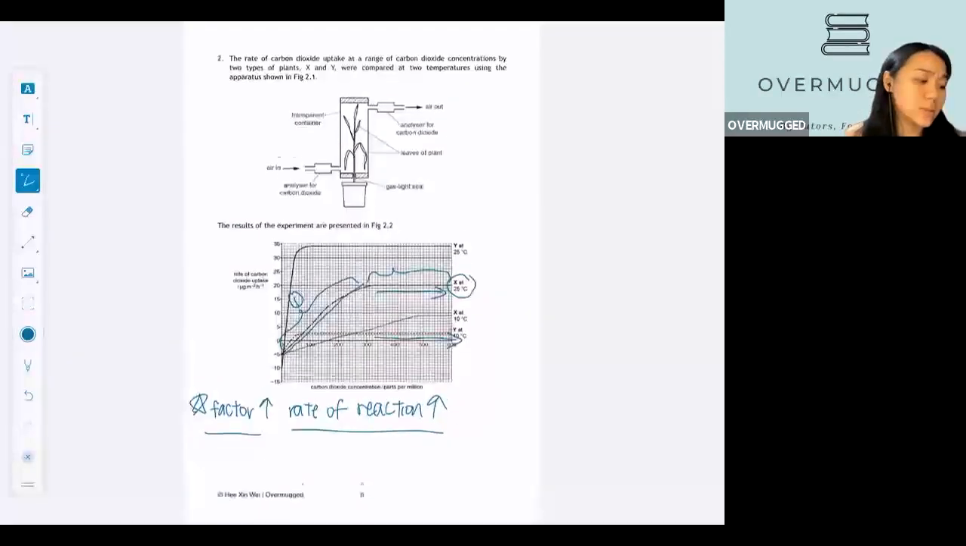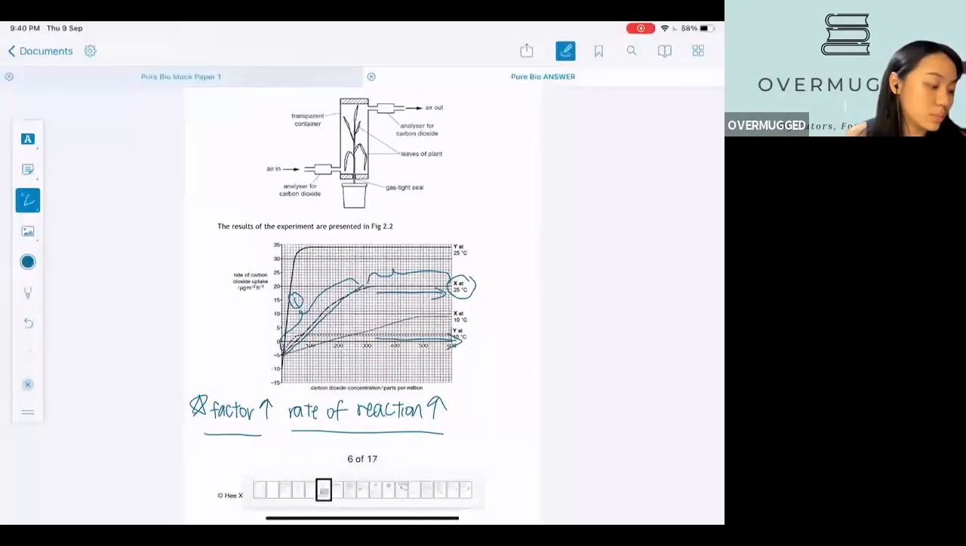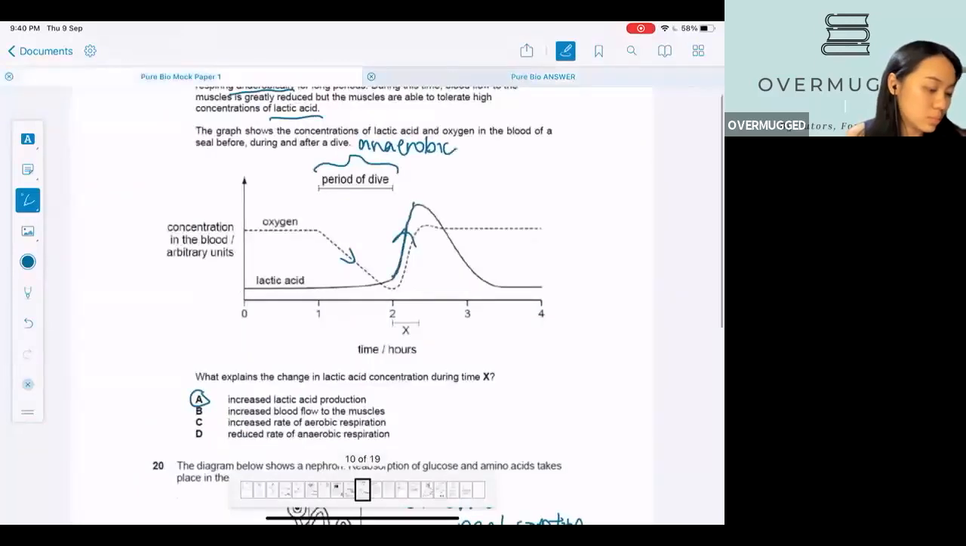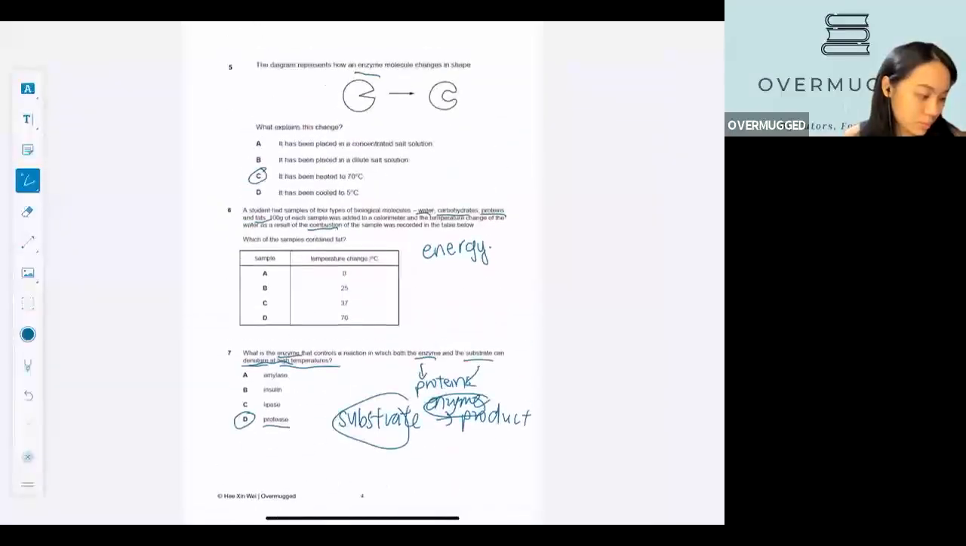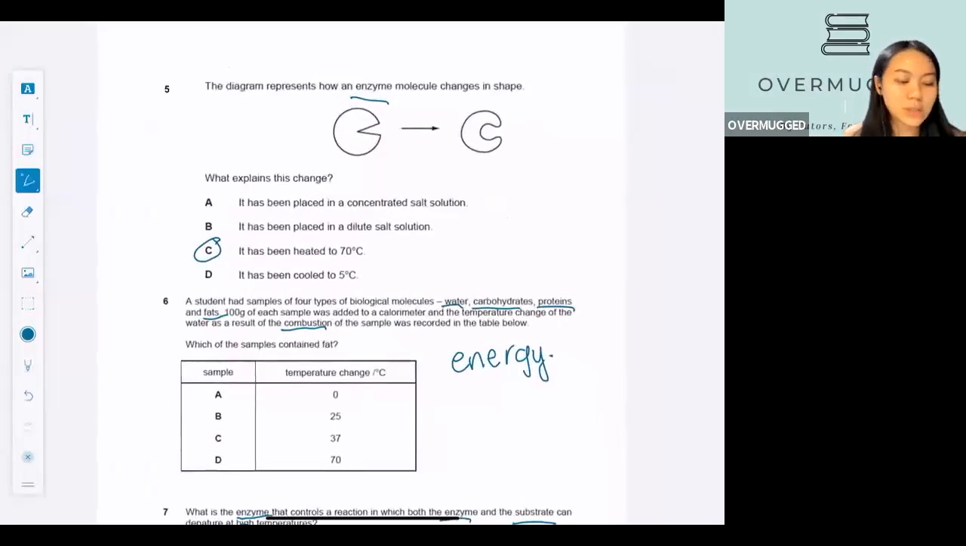Question 5 of MCQ. Question 5 is denaturation. This is denaturation because it changed in shape. So denaturation is either temperature or pH. So it's either one.